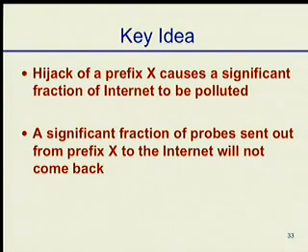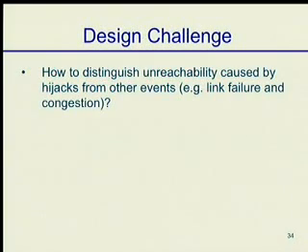And also, a significant fraction of probes sent out from the prefix X to the internet will not come back. So this is essentially from the probing perspective. If you are monitoring the reachability of your own prefix, then you will see that a lot of these networks cannot reach you. Previously, you got a response back, and all of a sudden, you can't get any response back. So the second observation follows directly from the first observation. We exploit these two intuitions in designing our system.